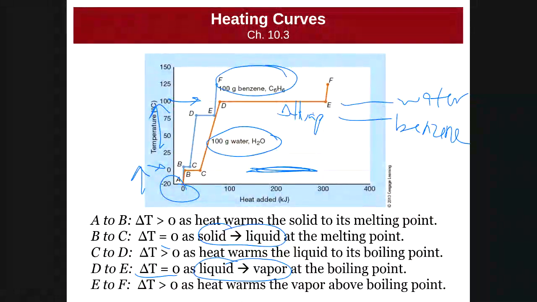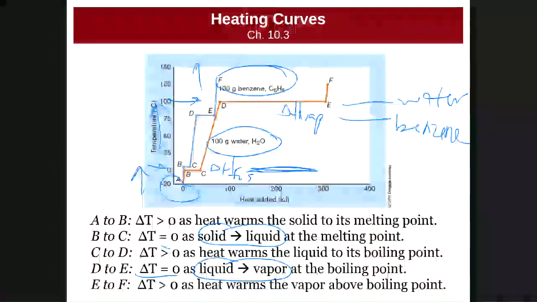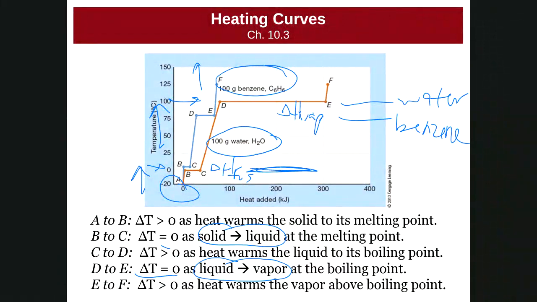So down here from B to C was our delta H of fusion for going from solid to liquid. And then finally, from E to F, our heat is warming the vapor above the boiling point, and our temperature starts to go up again. So from this heating curve, we learn a lot about our substances.